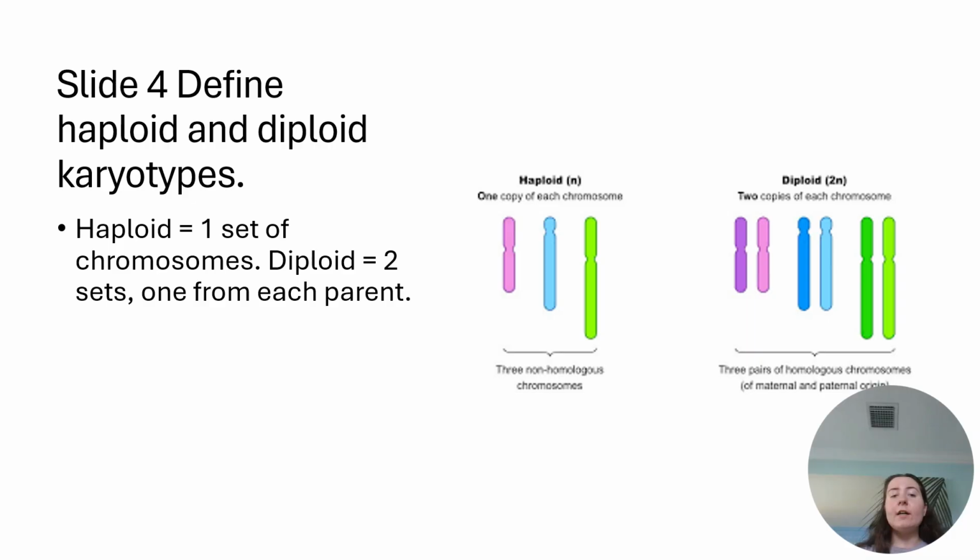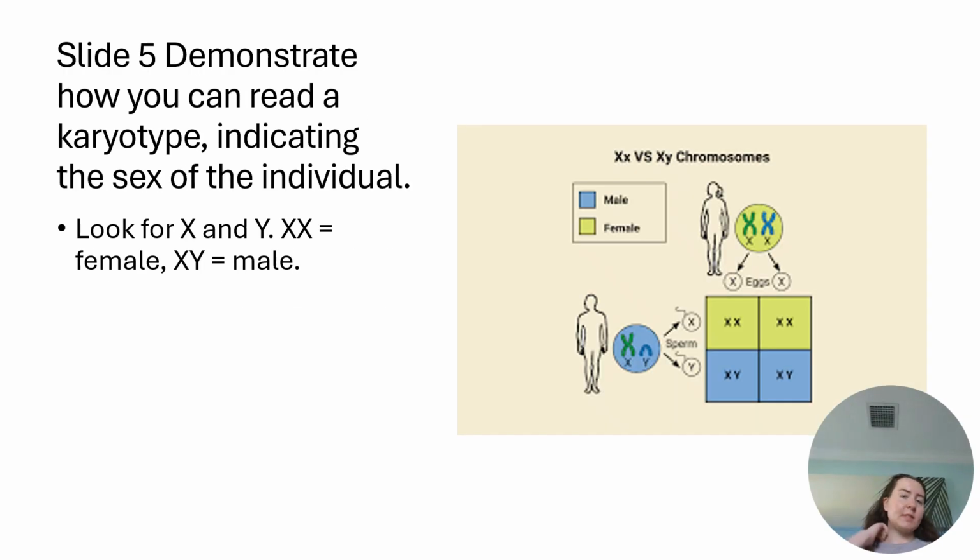4. Define haploid and diploid karyotypes. Haploid equals one set of chromosomes, diploid two sets, one from each parent. You can see the pictures over there. 5. Demonstrate how you can read a karyotype indicating the sex of an individual. Look for X and Y: XX, female; XY equals male. Then there is the whole Punnett square as my picture.